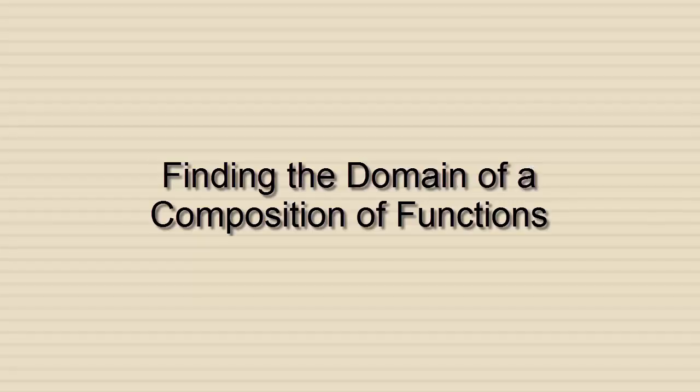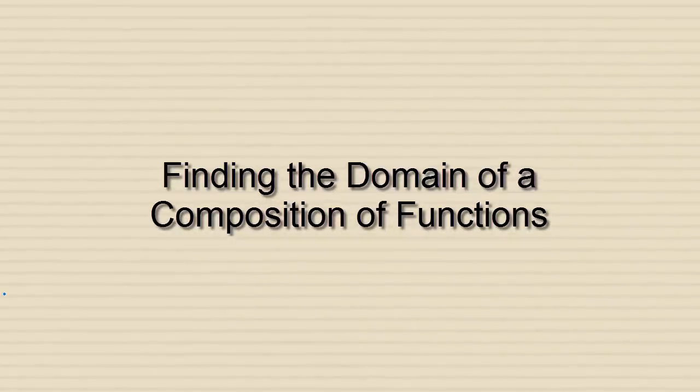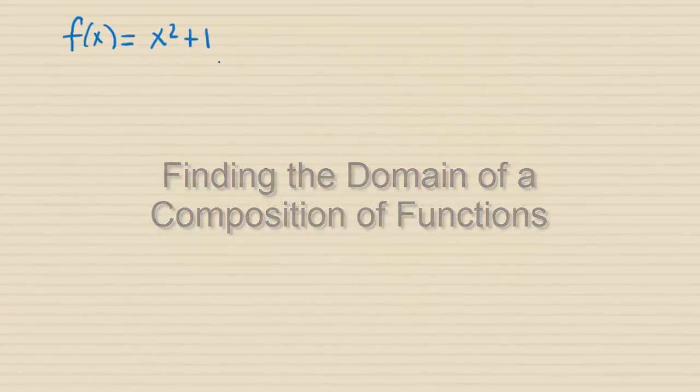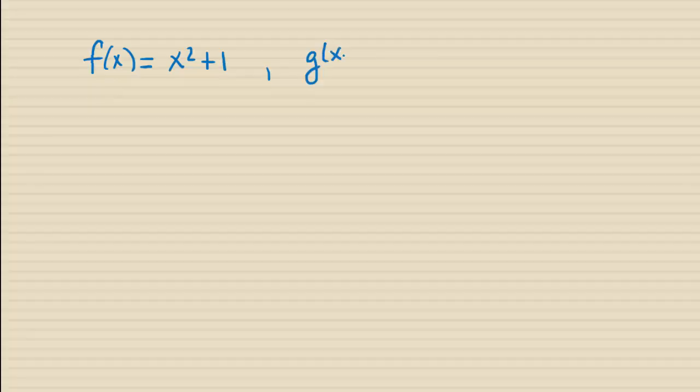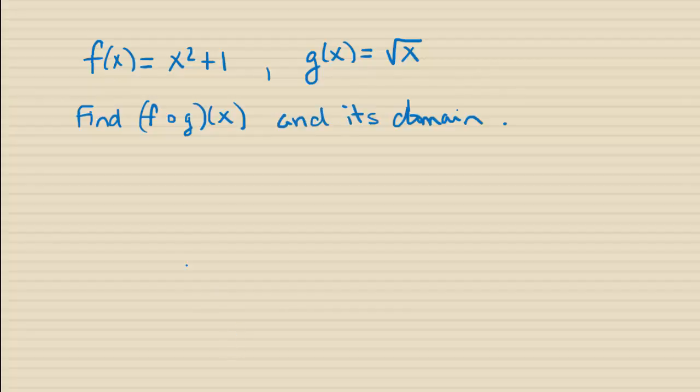Okay, so let's say, for example, that we had the function f of x equals x squared plus 1, and the function g of x equals square root of x. If you were asked to find f composed with g of x and its domain, okay, let's see what you would get. First, the inner function would be g of x in this case, but g of x is the square root of x.